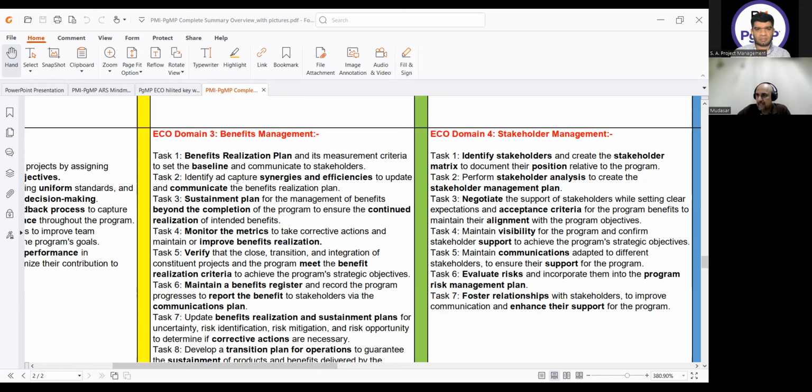Number 5 is verify that the close, transition, and integration of constituent projects and the program meet the benefit realization criteria to achieve the program's strategic objectives. So in order to make sure that the benefit realization criteria is met, if we have to close, transition, or integrate the constituent project, we have to make sure that the benefit realization criteria is achieved. Means whenever we have to close anything or transition anything, we have to make sure that benefit realization criteria, benefit acceptance criteria, exit criteria, remember in life cycle, is managed.